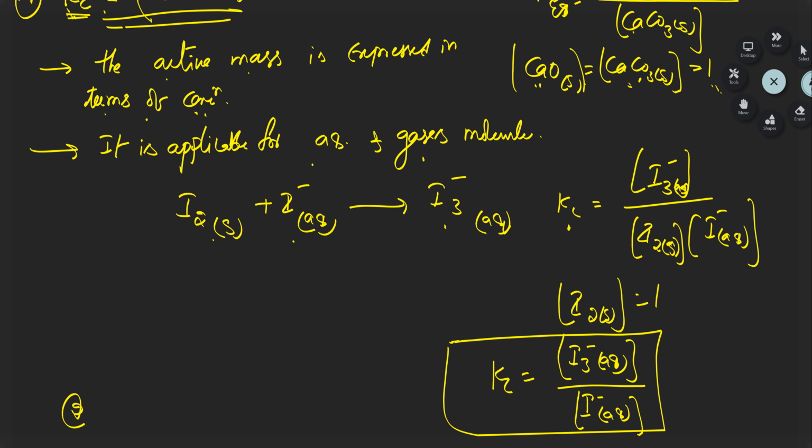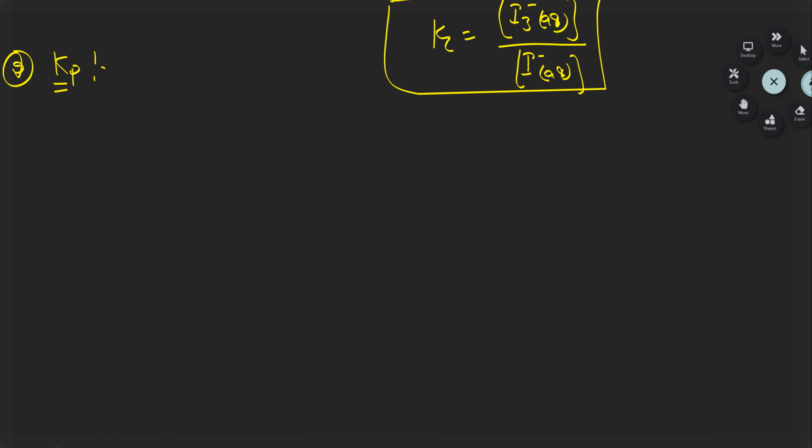Next equilibrium constant is Kp. P is nothing but pressure. Kp, it is one of the equilibrium constants. P is nothing but partial pressure.